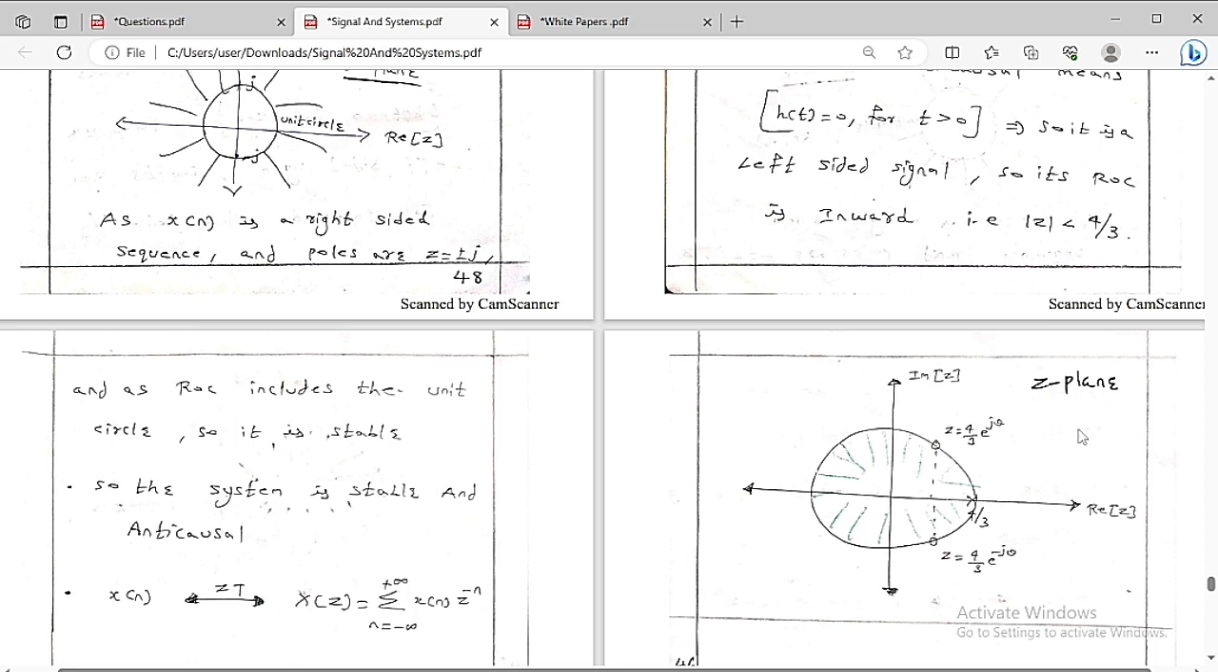The given system is also said to be stable, and the ROC of H of z always includes the unit circle, because it is equal to 1 into e to the power of j omega, which means it should include the unit circle. Then only the discrete time Fourier transform is going to exist. So this is the correct solution of this question.